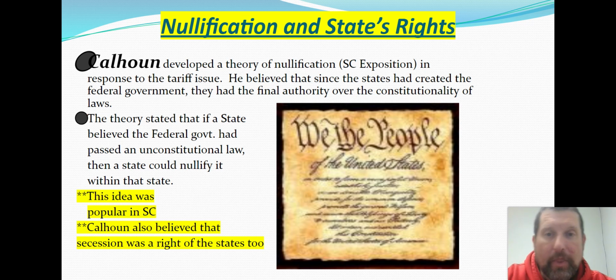Okay. So Calhoun develops this theory of nullification. He writes about it in what's known as the South Carolina Exposition. In response to the tariff issue, he says that because the states had essentially created the federal government, they have the final authority over the constitutionality of federal laws. So that if a state believes the federal government had passed an unconstitutional law, then a state can nullify it within that state. We have been down this road before.